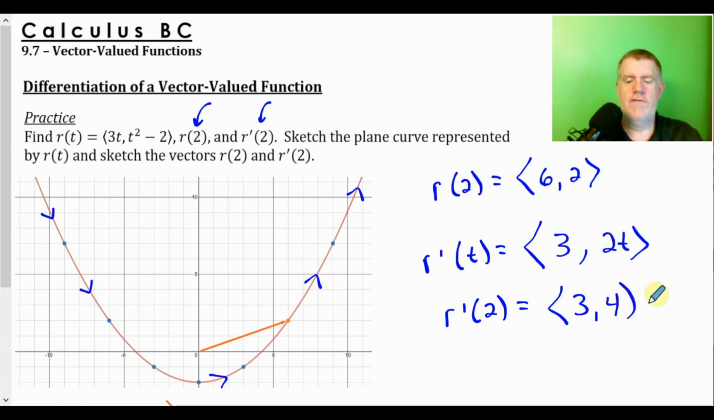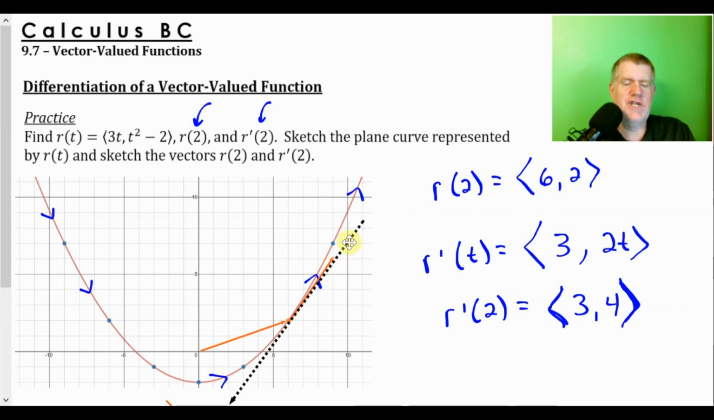Now I'm going to graph the vector of 3, 4, but I'm going to start it at the end of 6, 2. You're going to see why. So if this is a vector of 3, 4, it means I'm going to go over 3, 1, 2, 3, and up 4, 1, 2, 3, 4. Now, what this is going to do is this particular vector is going to be a tangent to that curve. All right?